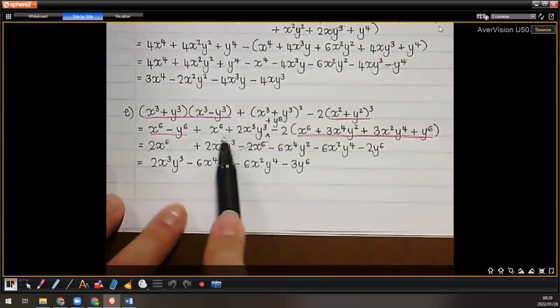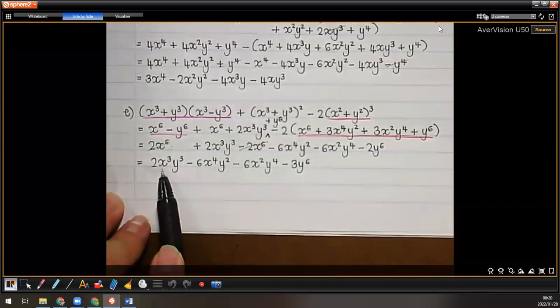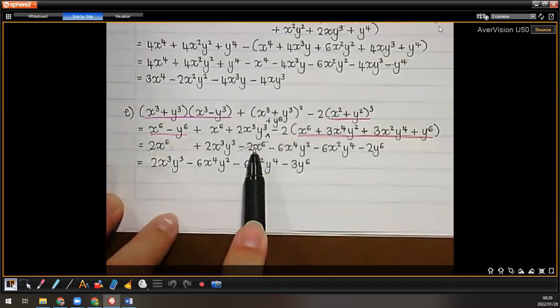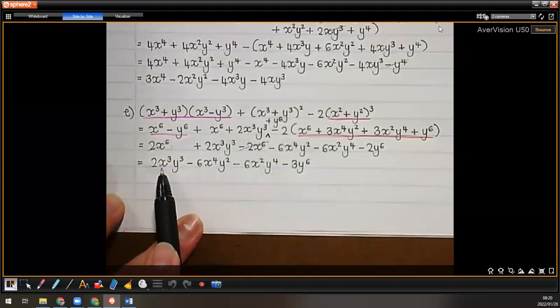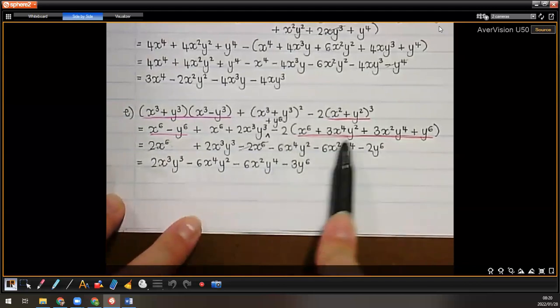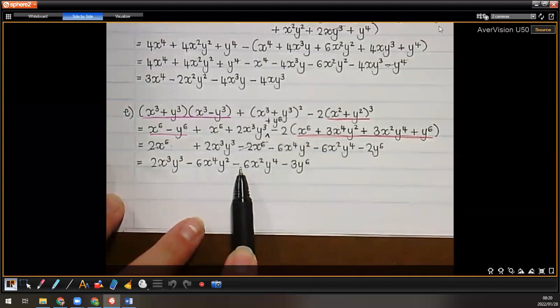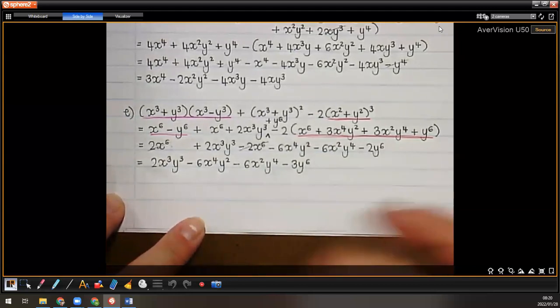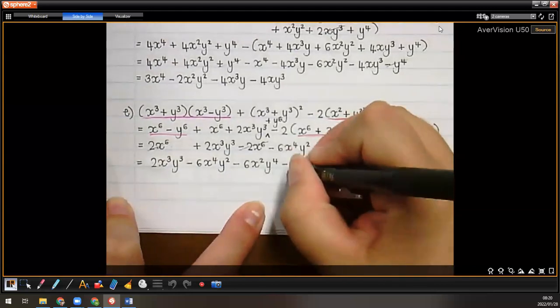Then 2x cubed y cubed, 2x to the 6 minus 2x to the 6 is 0, right? Yeah. 2x cubed y cubed, negative 6x to the 4y squared. There's no other term like that, so that goes in the final answer. This term also is the only term of its kind. That goes in the final answer. And now, this should just be negative 2y to the 6.